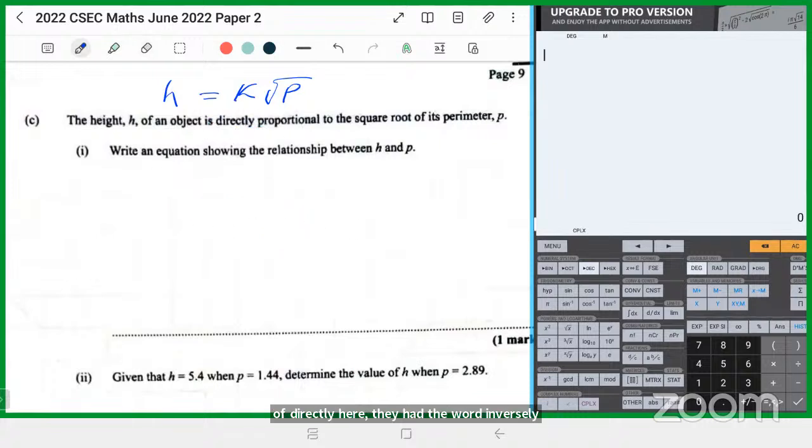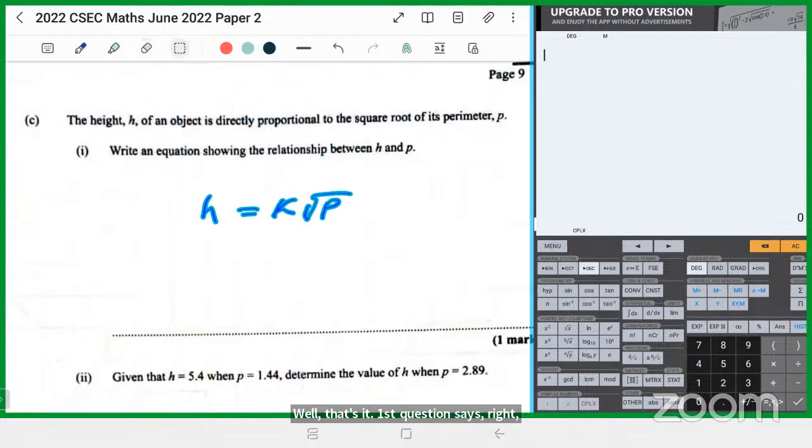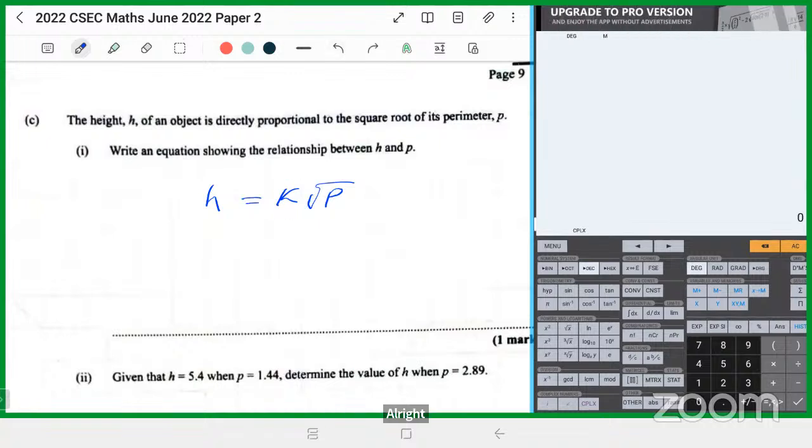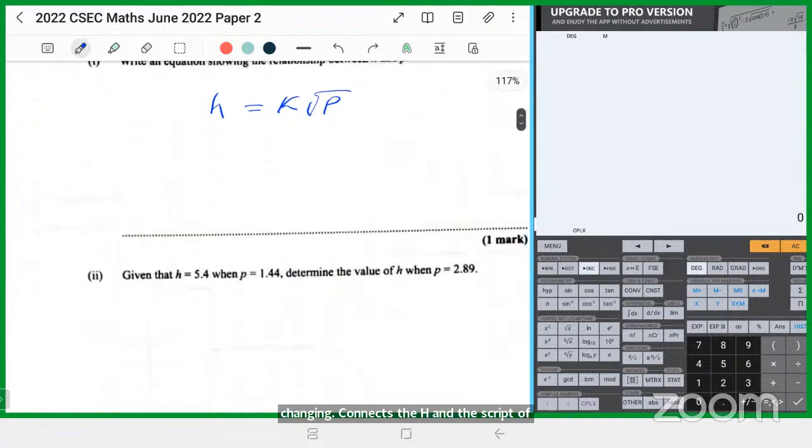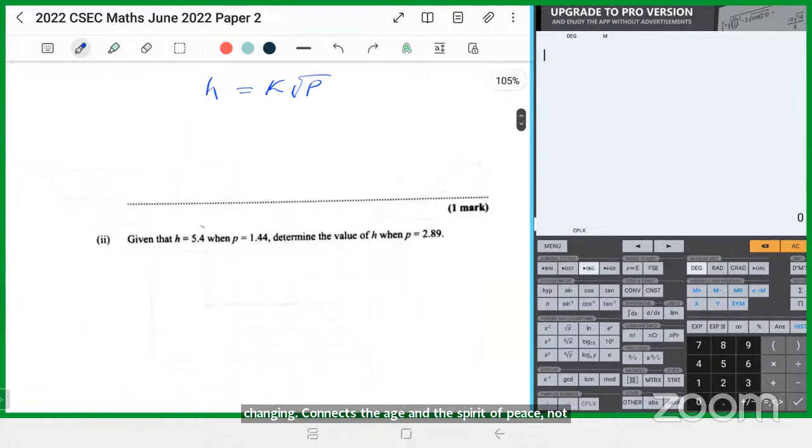But that is it. The first question says, write an equation showing the relationship between h and p. This is what we have right here. I'm just going to move this down. That's what they want. Remember, the k is a constant, a value that is not changing, which connects the h and the square root of p. Down here it says, given that when h is 5.4, the p is 1.44, determine the value of h when the p is 2.88.